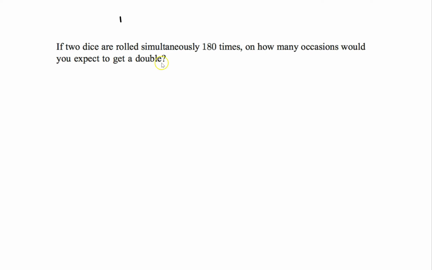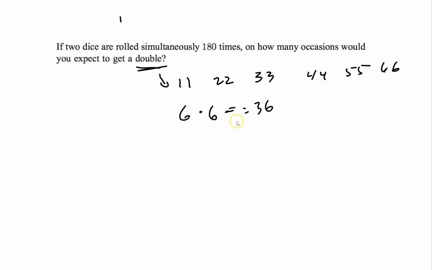Here's a quick one. If a pair of dice is rolled simultaneously 180 times, how many times would you expect to get a double? Well, let's first figure out how many ways you could get a double. So there could be 1,1, 2,2, 3,3, 4,4, 5,5, 6,6. Now we could list out all the possibilities when you roll the dice, but really we know there are 6 possibilities on the first die, 6 possibilities on the second die. So if you multiply them together, there are 36 possible combinations. And these are the only ones that give you doubles. So there's only 6. 6 out of 36 probability of getting a double, or 1 out of 6.